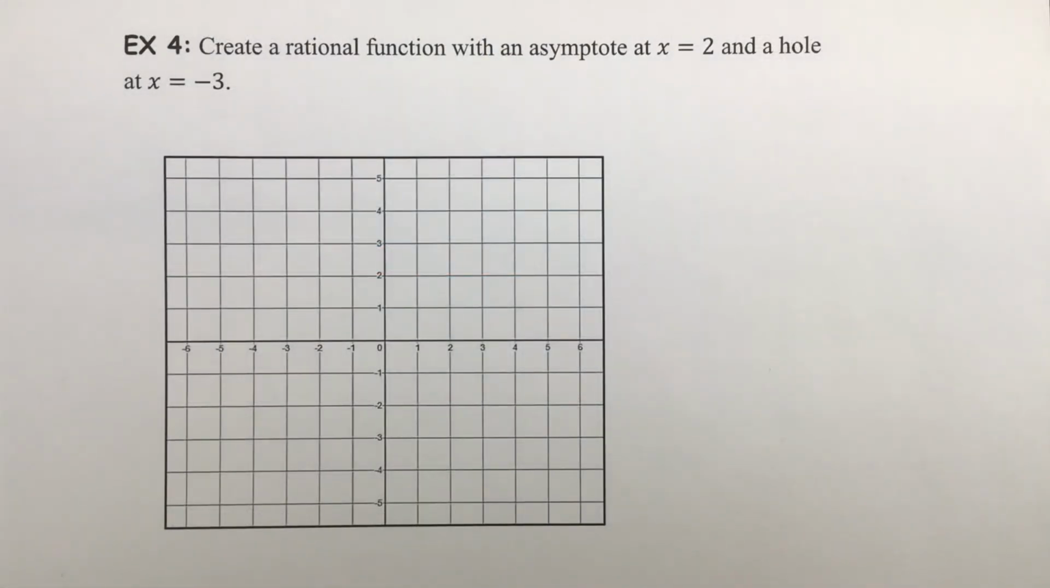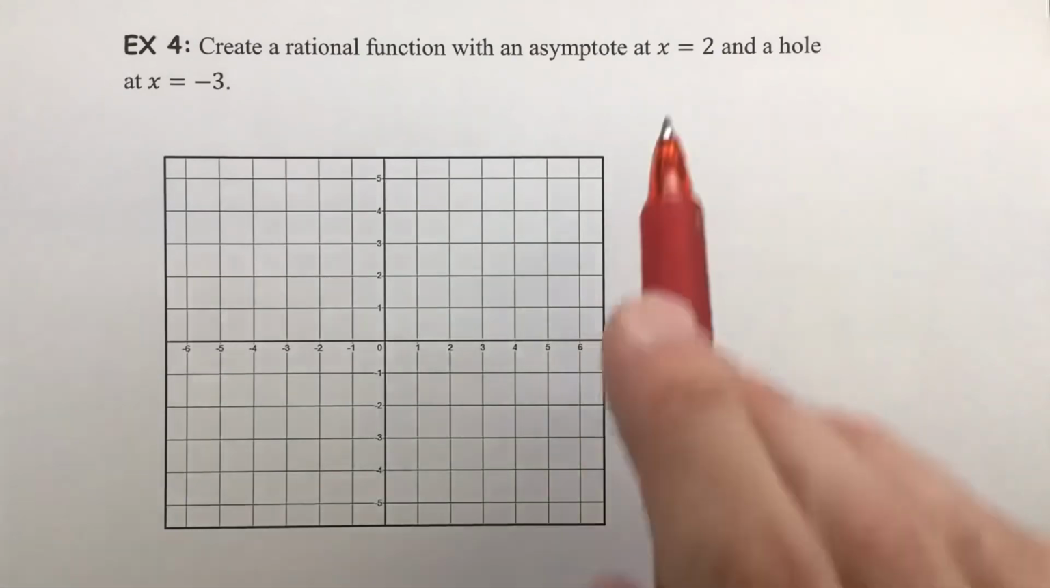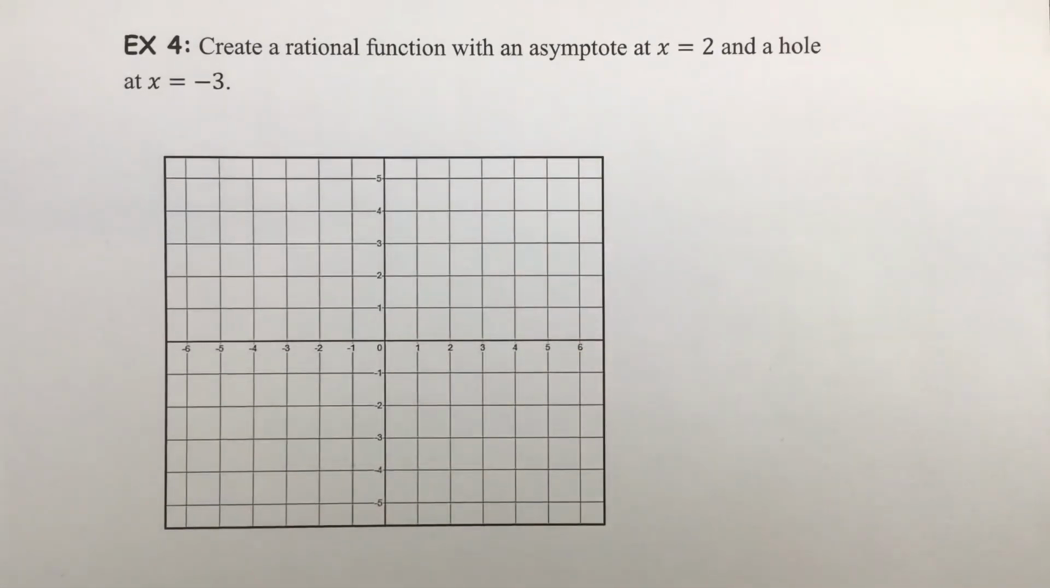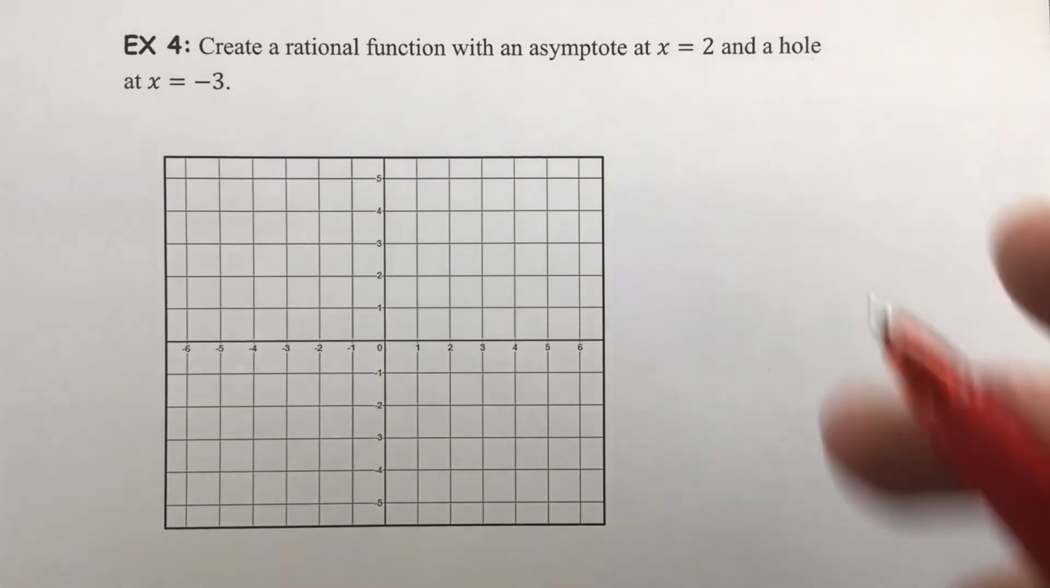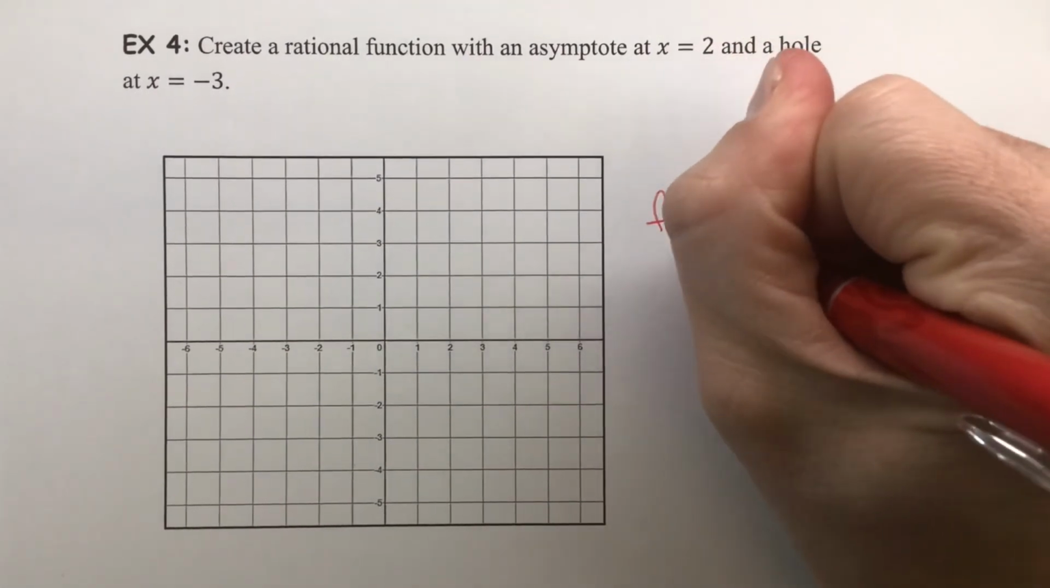For example 4, we're going to create another rational function, but this rational function is going to have an asymptote at x equals 2. That would be a vertical asymptote that we're looking at here. Just to be specific, we also want a hole at x equals -3. Okay, so let's build this. We'll go ahead and call it f of x.